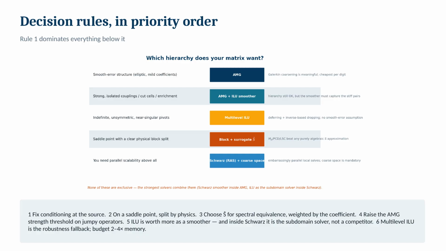6. Multi-level ILU is the robustness fallback and it costs memory. Budget 2 to 4 times the matrix. 1 dial, the drop tolerance.